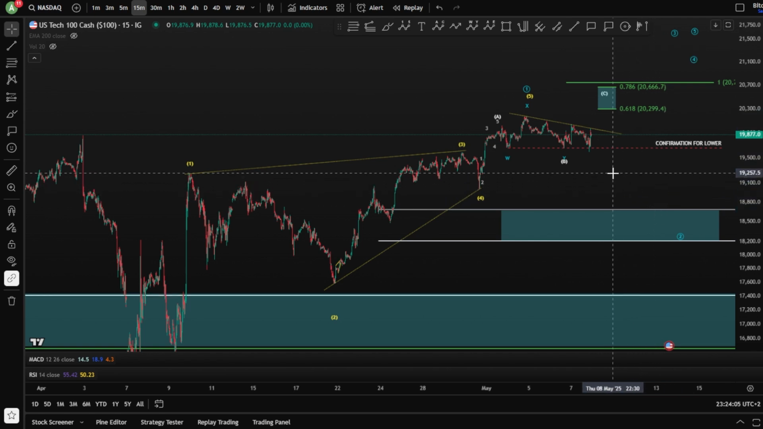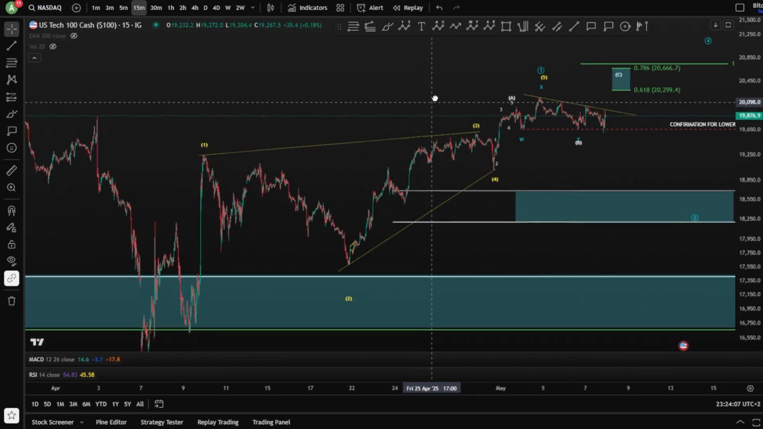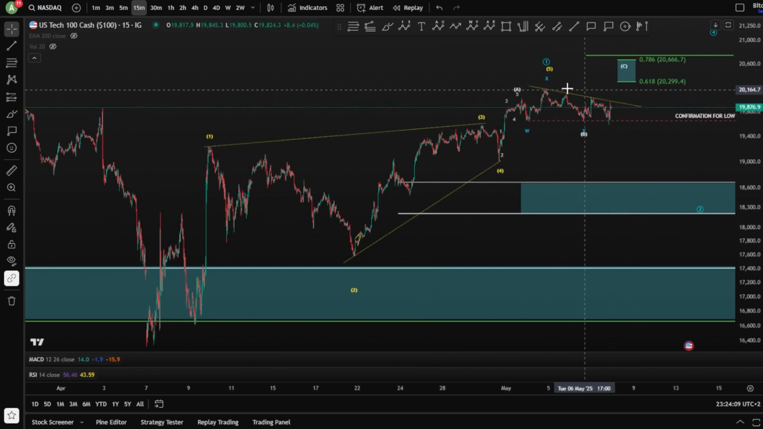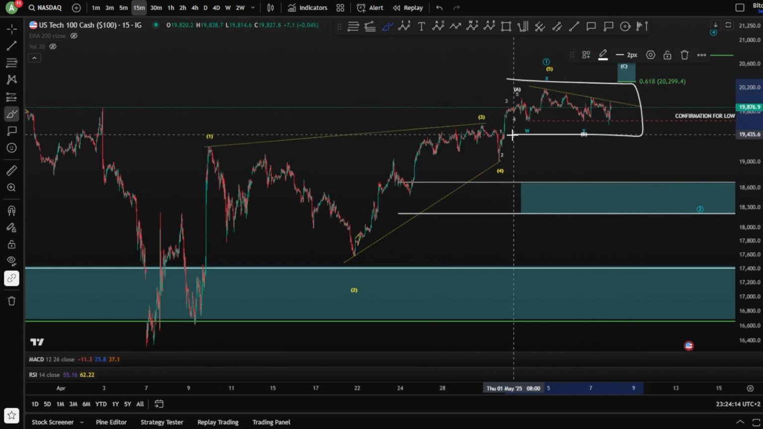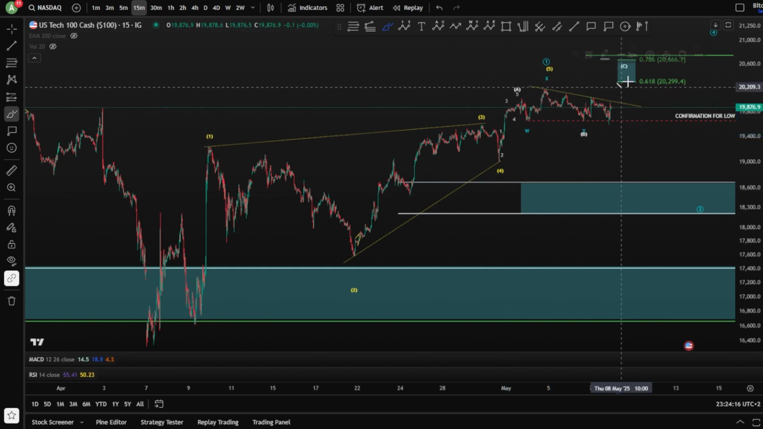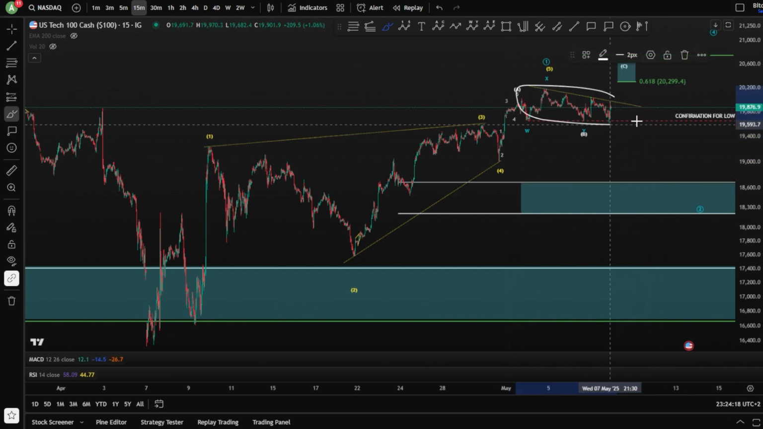So this is what I see for Nasdaq. Still very corrective. It's getting complicated here, and this is a signal that we are very close to the top, by the way, meaning one more high can be possible, but we're very close.